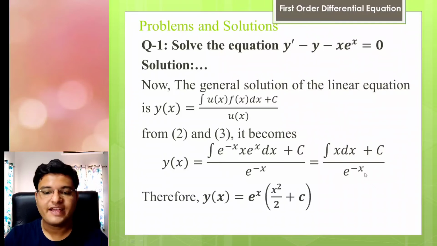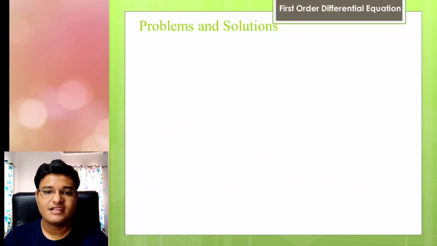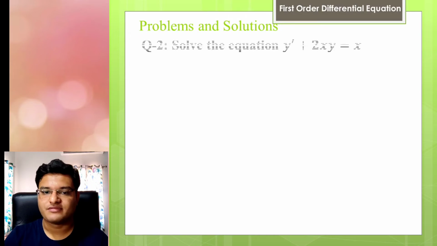Therefore, y of x is equal to e to the power x in brackets x square by 2 plus c, which is the required solution. So we have got the solution of the first equation. Now let's talk about another question.